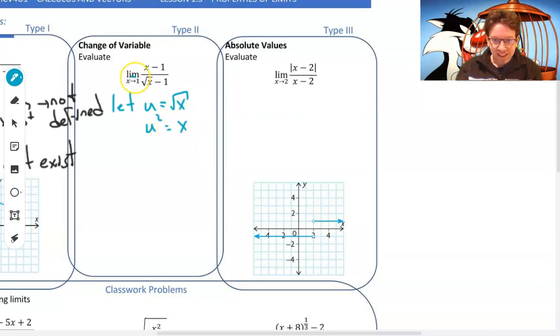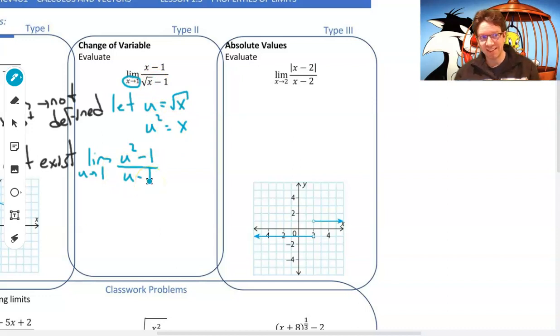And if this function is for x approaching 1, well, let's look at this. u equals the root of x. The root of 1 is 1. So I can rewrite that as the limit as u approaches 1 of x minus 1, where x is u squared. The square root of x is u, like that. And now that's a lot easier to work with.